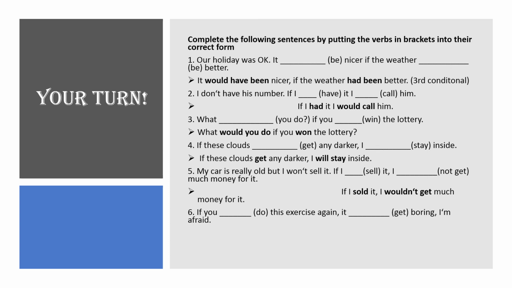And last but not least, there's a good test for you and for me. If you do this exercise again, it will get boring, I'm afraid. Now, this very much depends on how likely it is for you to do this exercise again. So in a way, we have an option here. We can choose between two conditionals, either conditional 1 or conditional 2. So either if you do this exercise again, it will get boring, or if you did this exercise again, it would get boring.